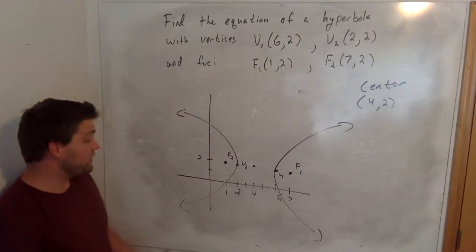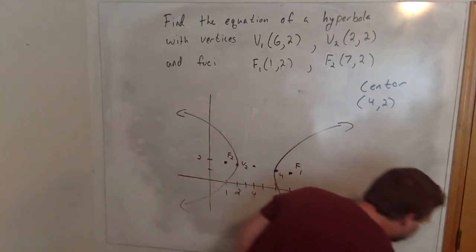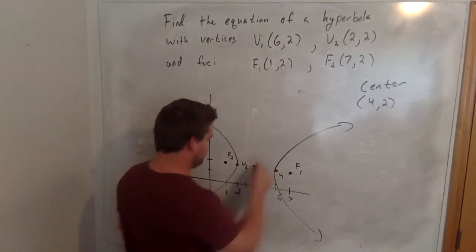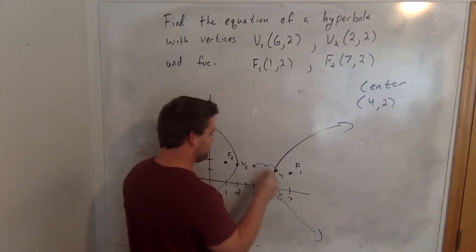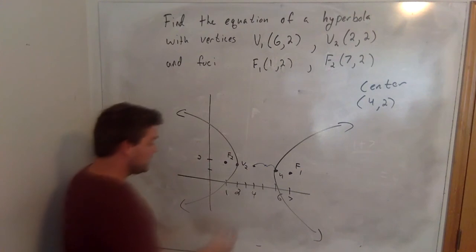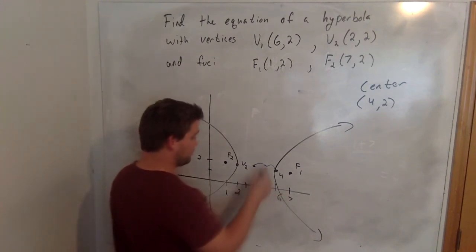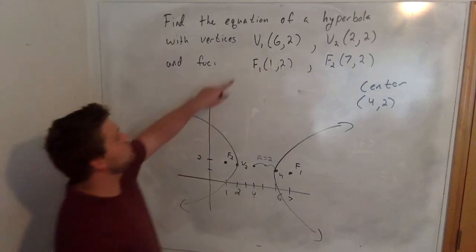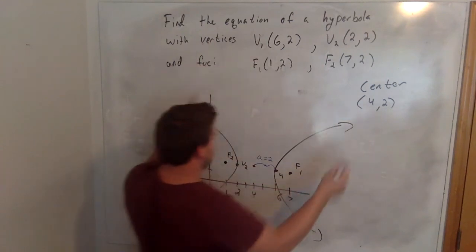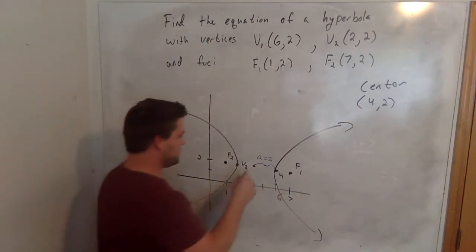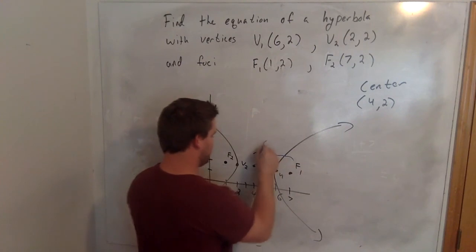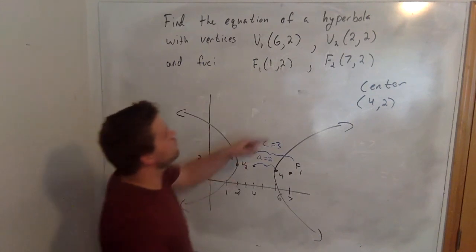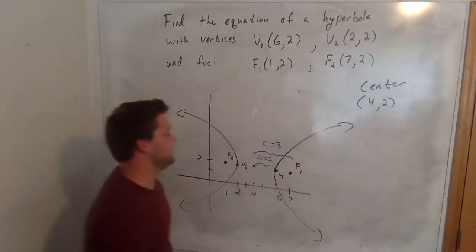We could also now figure out what the a and the c values will be. The distance from the center to one of the vertices will be our a value. Going from 4 to 6, this will be 2. So a is 2. Or you could take a vertex and subtract the x-coordinates to get 2. And what will our c be? Our c is going to be 3. You could take one of our foci, 7 minus 4, which is 3.